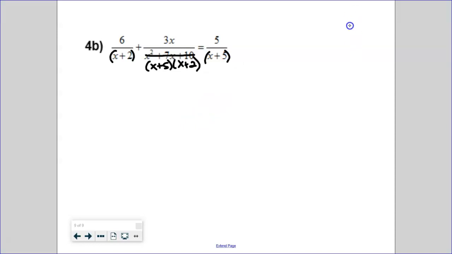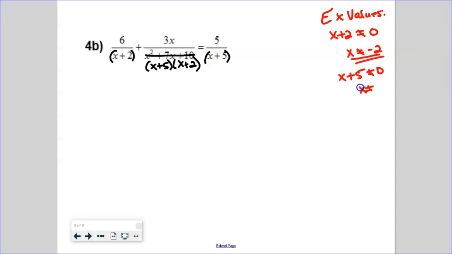I still need to talk about excluded values. So I can't have, what, -2 and -5? And the way I'm getting that is I'm taking my factors and I'm saying they can't be 0 for my denominators. So x can't be negative 2. And then the other one would be negative 5. So at the end of this problem, I've got to watch out for those excluded values.